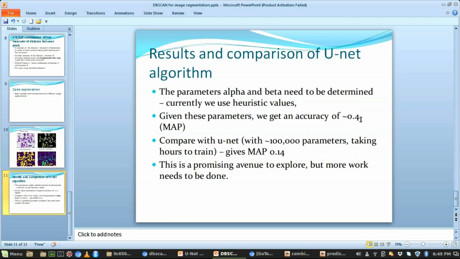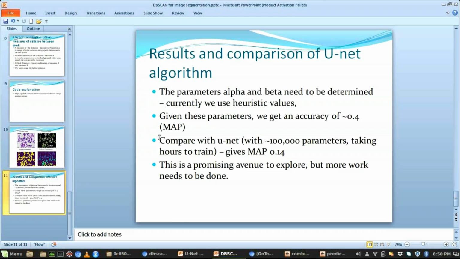So there you get around 0.4 in terms of mean average precision. Whereas for a U-Net with 100,000 parameters or so, you get a mean average precision of 0.14. Just to get a comparison. Yeah, there is a huge benefit with U-Net. But however, in the competition, we still have to accomplish something.